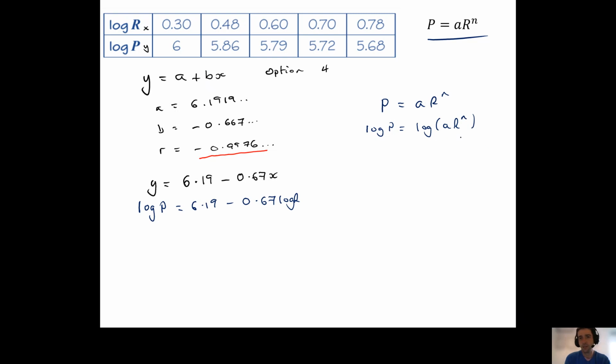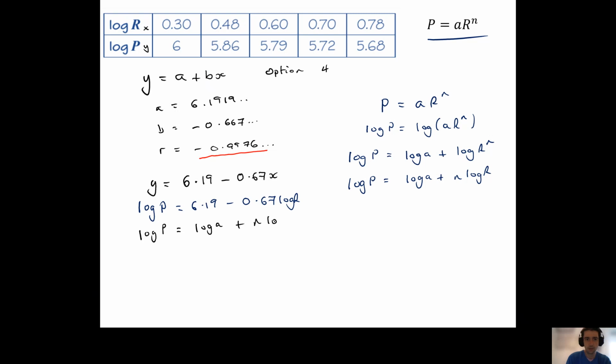And then I'm going to separate out the right-hand side using my rules of logarithms. The first one I'm going to use is the addition rule of logarithms to write it as log a plus log r to the power of n. And then I'm going to use the powers rule of logarithms to write it as log a plus n log r. And what I'm now going to do is write that equation underneath this one over here. So log p is equal to log a plus n log r.